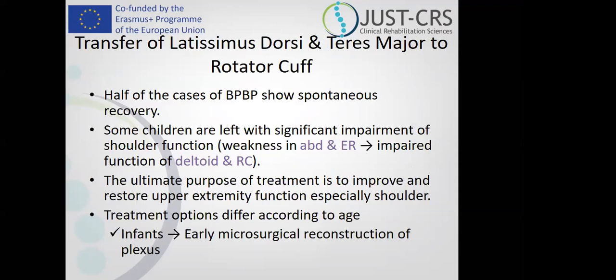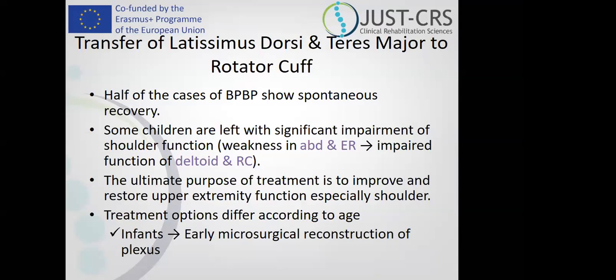Half of the cases of brachial plexus birth palsies show spontaneous recovery. Some children are left with significant impairment of the shoulder function, which is weakness in abduction and external rotation due to the impairment of the deltoid and rotator cuff. The ultimate purpose of the treatment is to improve and restore the upper extremity function, especially the shoulder.